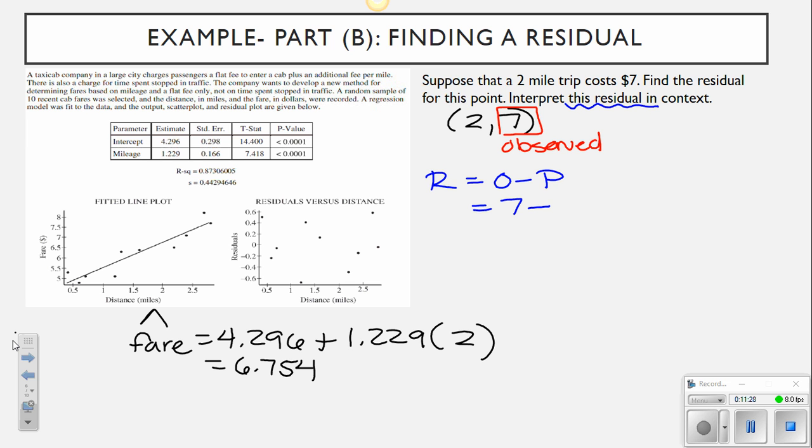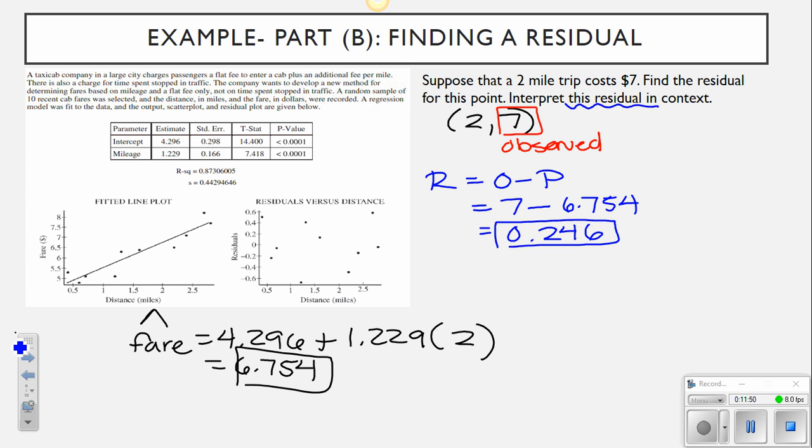6.75. So that's going to come up here, and I'm going to subtract that. So we know about our residual already. 7 minus 6.754. It's going to be a positive value. It's going to be a positive 0.246.